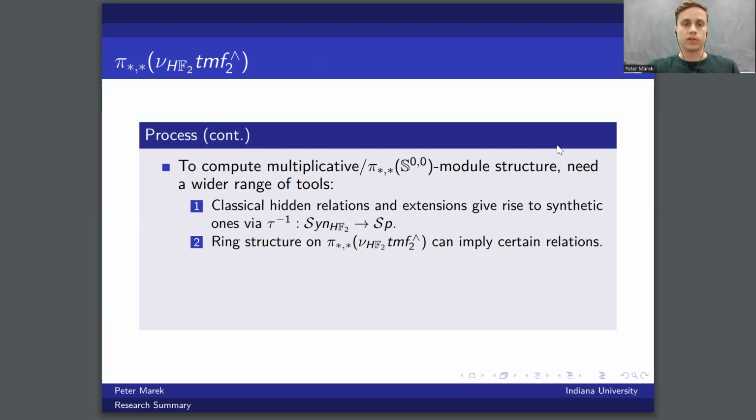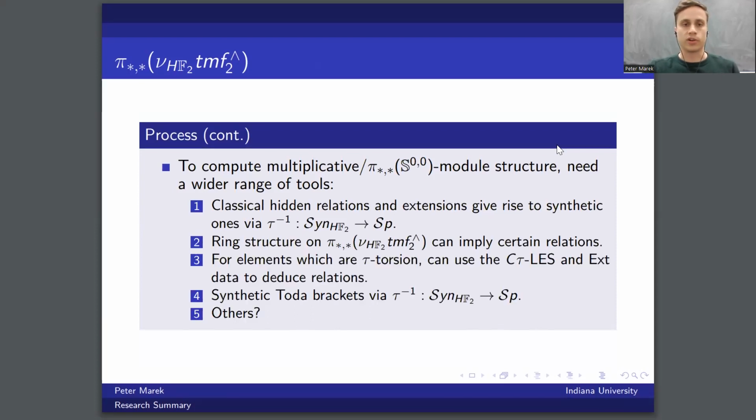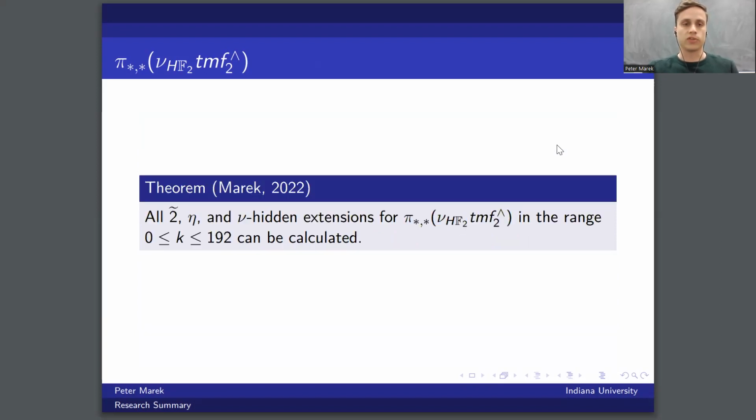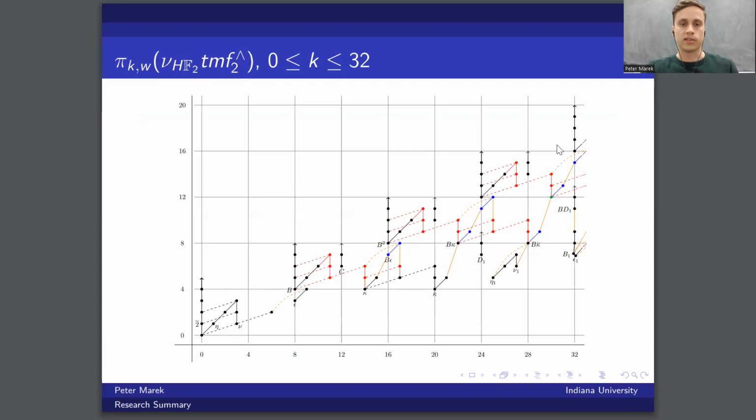And then to compute various things about the multiplicative structure on synthetic homotopy groups, we have a range of various tools, which I'll just have listed here if you want to read more about them. And my main result is I show that if you look at the analogs of 2, eta, and nu synthetically for this calculation, you can compute all of them in the periodicity range for tmf from 0 to 192. And to end this talk, I will just show a few slides to see what you get.